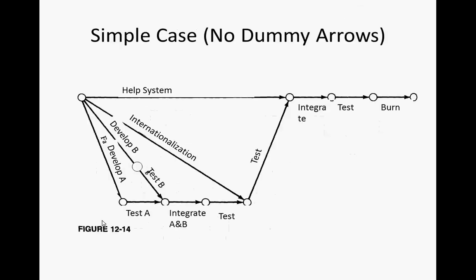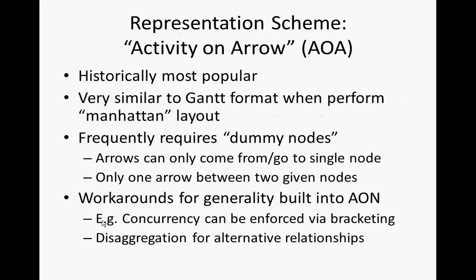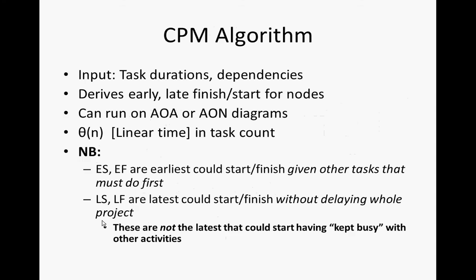Okay, it turns out there's another representation called activity on arrow, which used to be more popular, but it has a set of constraints that you don't have to worry about. I want to focus here on the CPM algorithm. The input to it again is task durations and dependencies, and that includes discussion of what each task is. It derives these early and late finish and start times for each node, and it's linear in the number of tasks, which is the natural way of specifying the input.